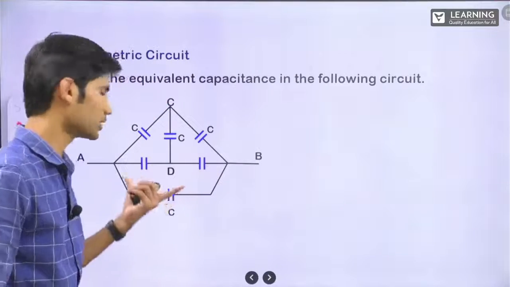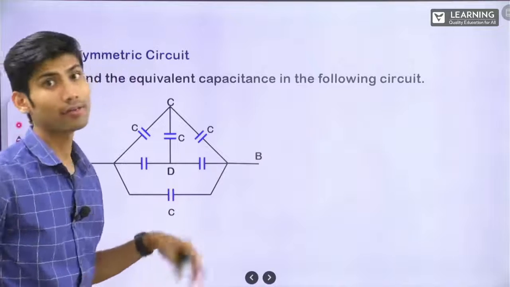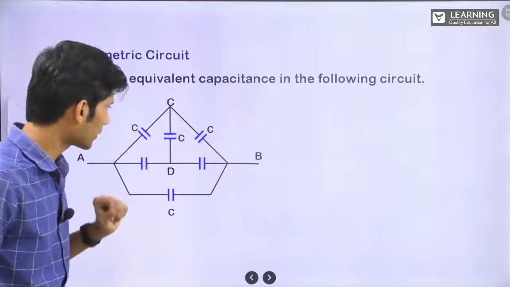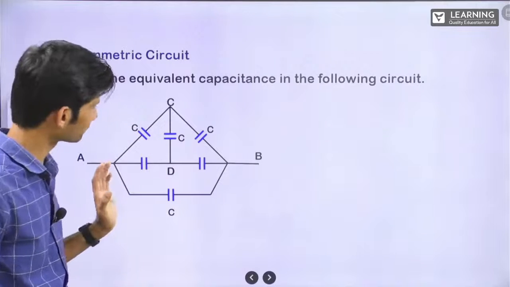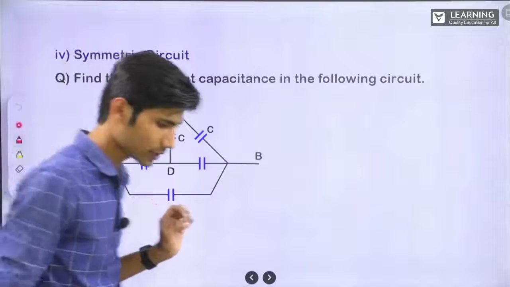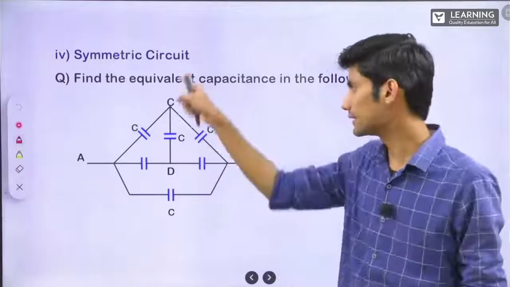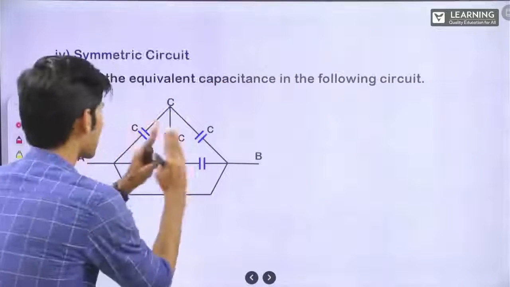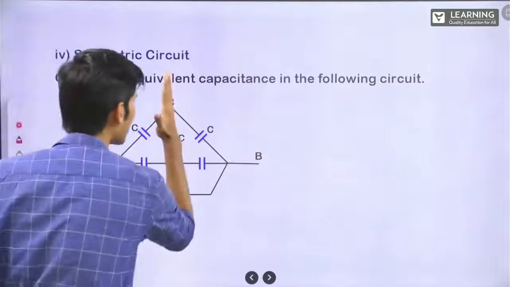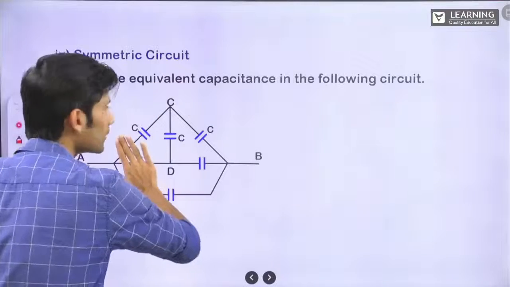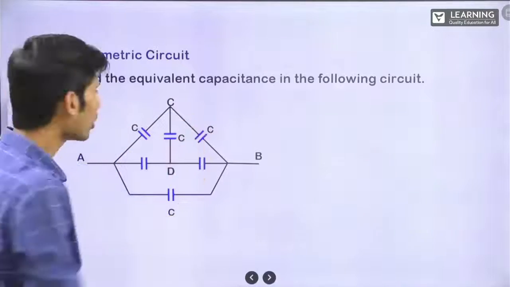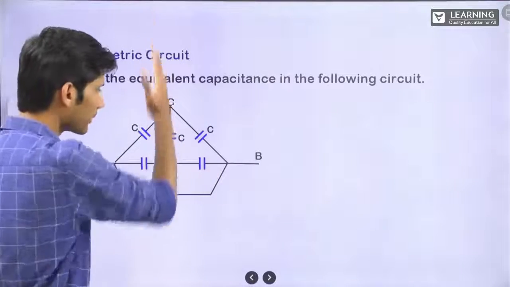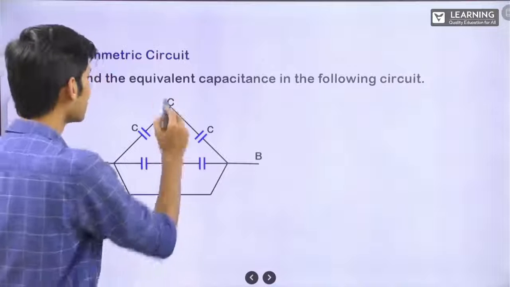See, whenever you see a very complicated circuit, try to find a line of symmetry if it is there. Okay. See here, can you find a line of symmetry? See this line. If I fold it like this, can I fold? Or if I keep a mirror here, this part is entirely the reflection of this part. I can make a line of symmetry like this. Yes, see.